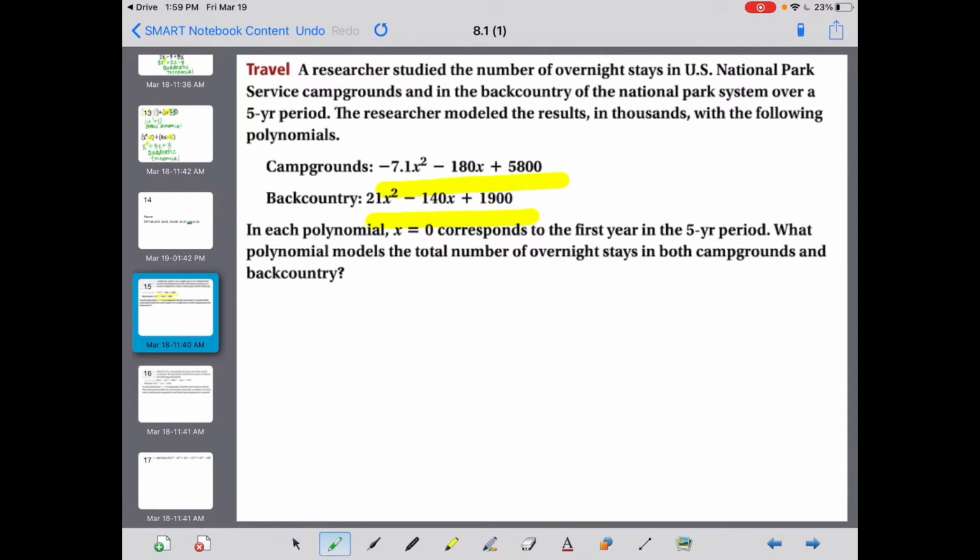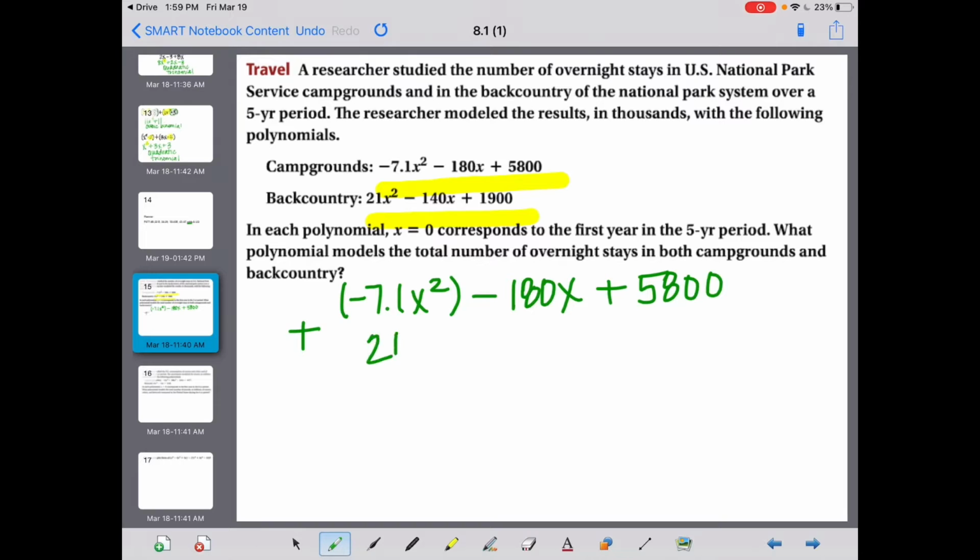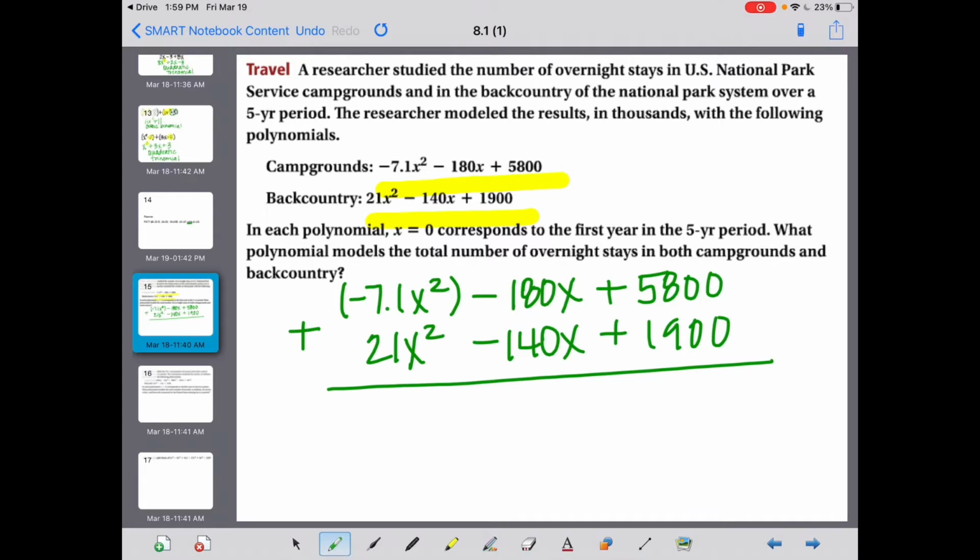We are going to try taking the negative 7.1x to the second minus 180x plus 5800, and we are going to add on to that 21x to the second minus 140x plus 1900. What's really important here is that you make sure that you line up like terms.